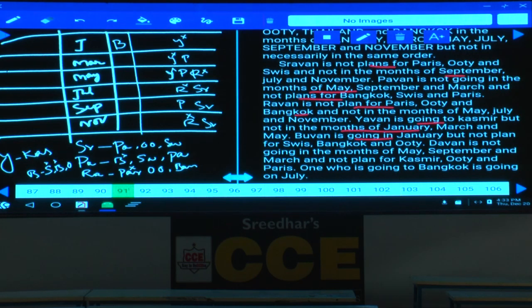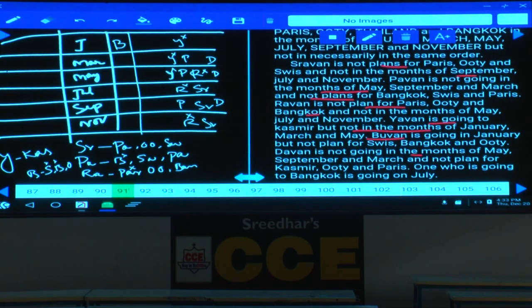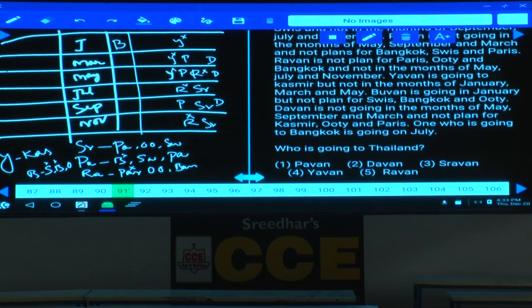Next one, Dhawan is not going in the months of May, September and March. Dhawan cannot be in May, September and March, and is not planning for Kashmir, Ooty and Paris.